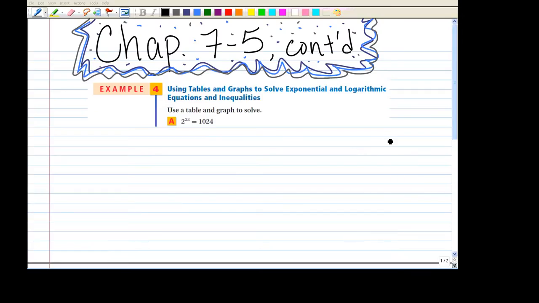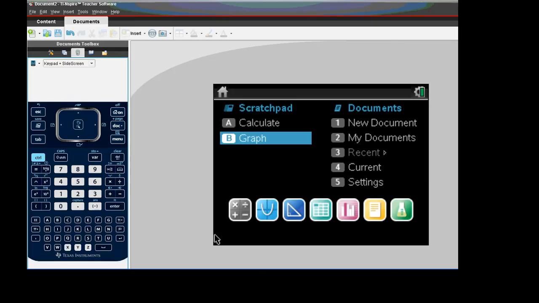Everyone, here's a pretty quick video on Chapter 7-5, Exponential and Logarithmic Equations and Inequalities. We're going to do the last couple of examples from this chapter, and we'll use the calculator. So, on this example 4 from your book, we'll use a table and a graph to solve 2 to the 2x equals 1024. So let's switch over to the calculator so we can use the table and graph.